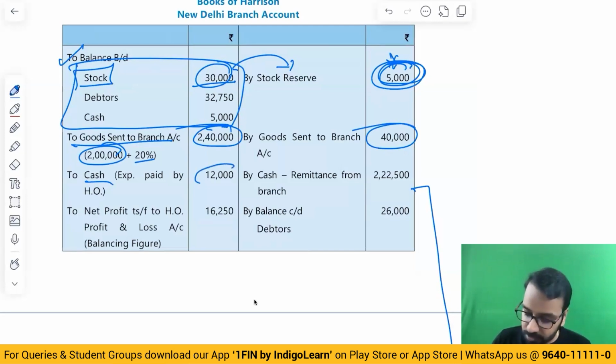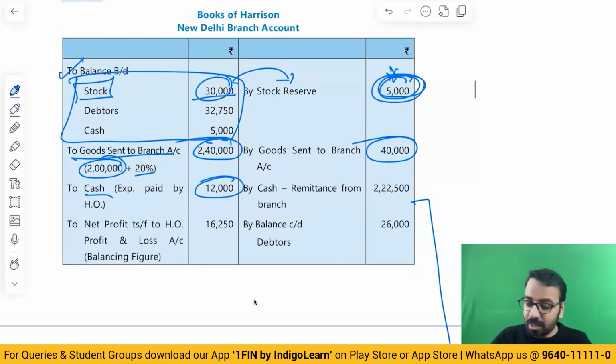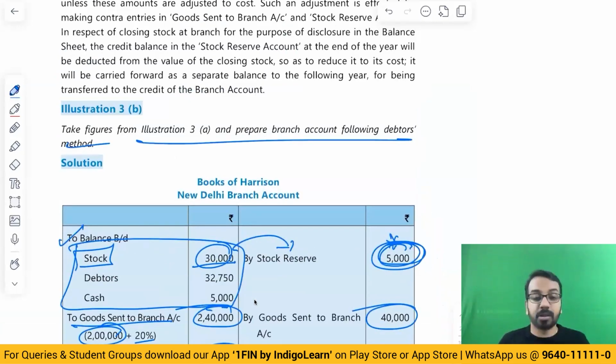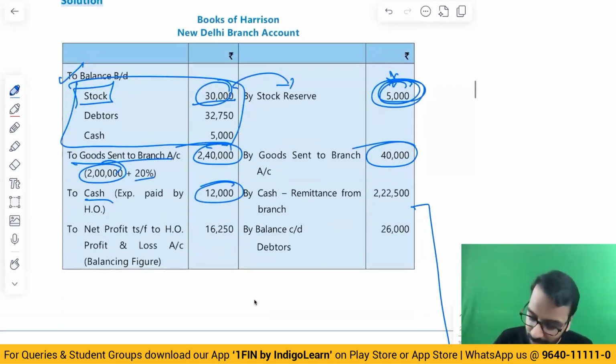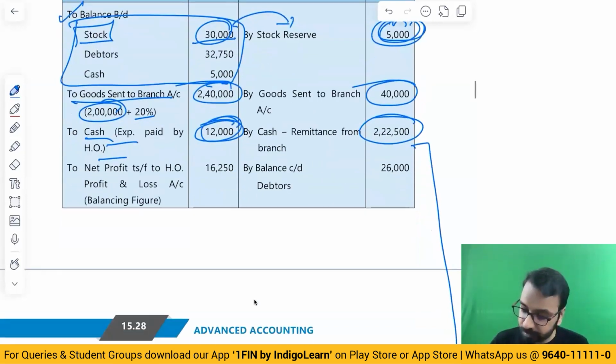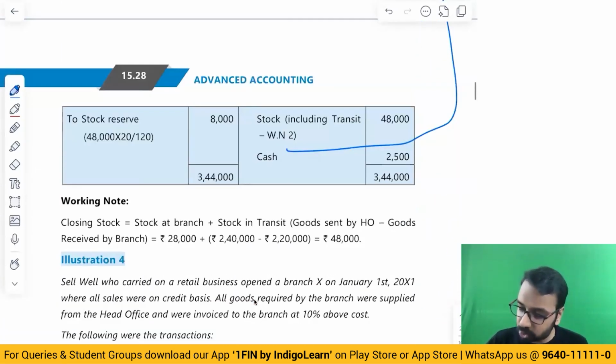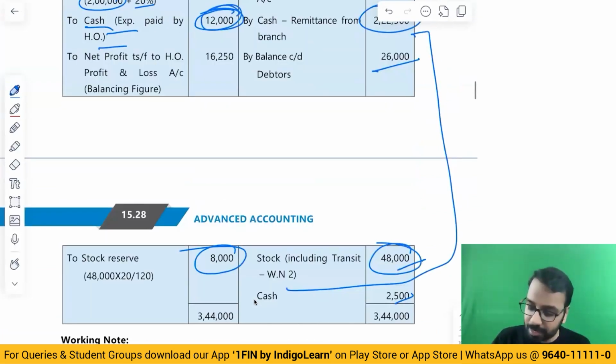If expenses are paid by head office, 12,000. If expenses are incurred by the branch, no need to record when you are following the debtors method, because I am concerned only with my transactions with the branch. I am not concerned with the transaction that the branch is carrying out with the outsiders. So expenses which are paid by head office will be recorded here. Expenses which are paid by the branch will not be recorded. Then amount sent back 225. Balance carried down, debtors 26,000, stock 48,000, cash 48,000, stock reserve you will record here, and the balance is the net profit. Debtors method is more simple.